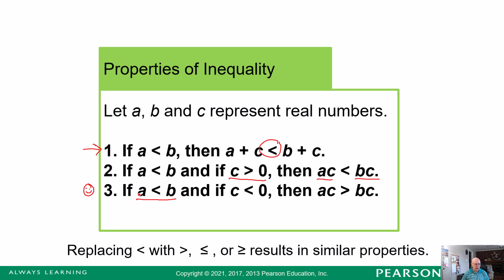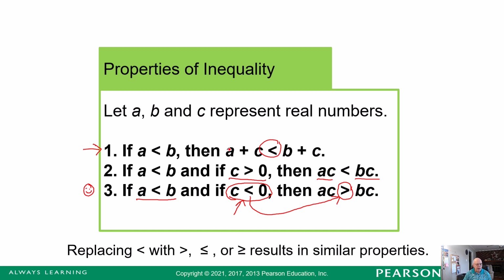So first of all, A is a number that's less than B. This time though, C is a negative number. That's the important thing. C is a negative number. If that's the case, then when we multiply C on both sides, it reverses the inequality. So a negative number multiplied times both sides reverses the inequality. If you can remember that, you'll be in great shape for inequalities.